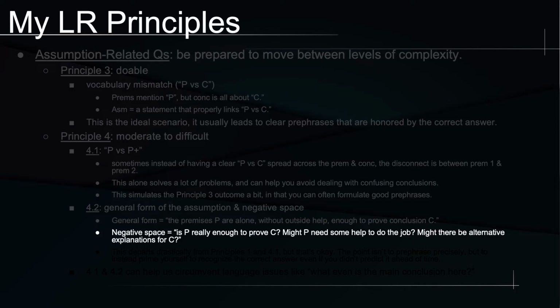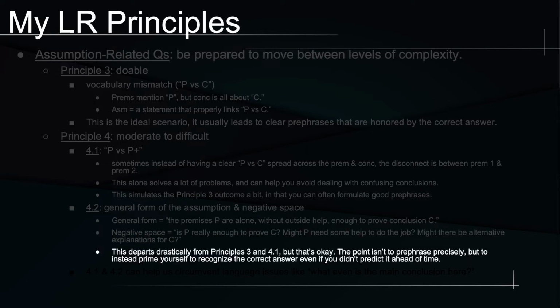So what is negative space thinking, for those of you unfamiliar? Well, in a nutshell, negative space thinking is asking yourself a question like this. Is P really enough to prove C? Might P need some extra help to do the job? Might there be alternative explanations for C? These sorts of thoughts, to me, don't really come instinctively as I'm reading a stimulus, but once I throw the general form of the assumption up there in the front of my mind, these questions come more naturally.